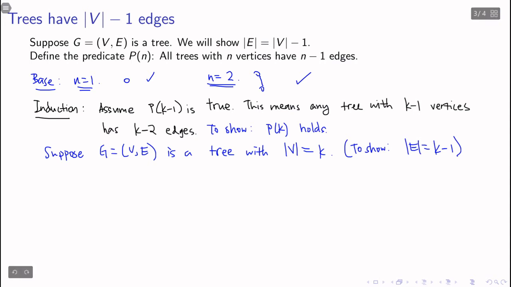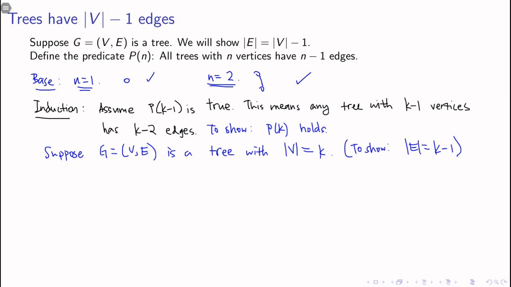Okay, so how are we going to use the induction hypothesis here? The induction hypothesis tells us something about all trees with k minus 1 vertices. Right now we have a single tree G with exactly k vertices. So maybe we can remove a vertex from G and get something smaller with just k minus 1, on which we can apply the induction hypothesis.